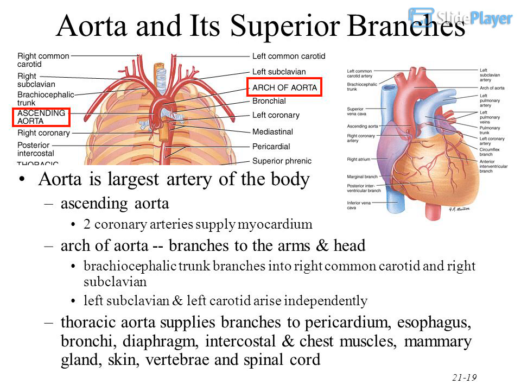The arch of the aorta branches to the arms and head. The brachiocephalic trunk branches into the right common carotid and right subclavian. The left subclavian and left carotid rise independently. The thoracic aorta supplies branches to the pericardium, esophagus, bronchi, diaphragm, intercostal and chest muscles, mammary gland, skin, vertebrae and spinal cord.